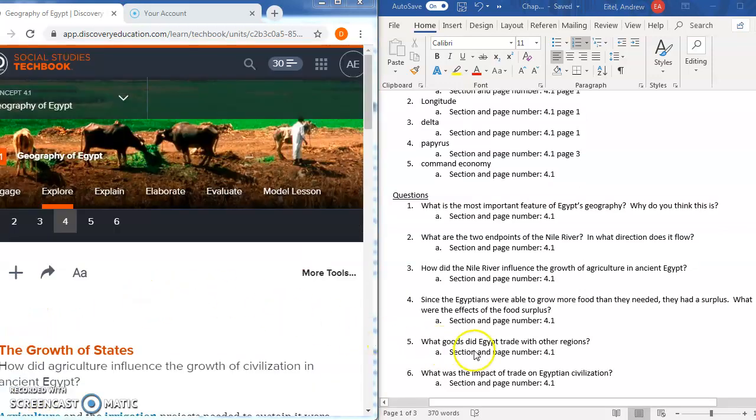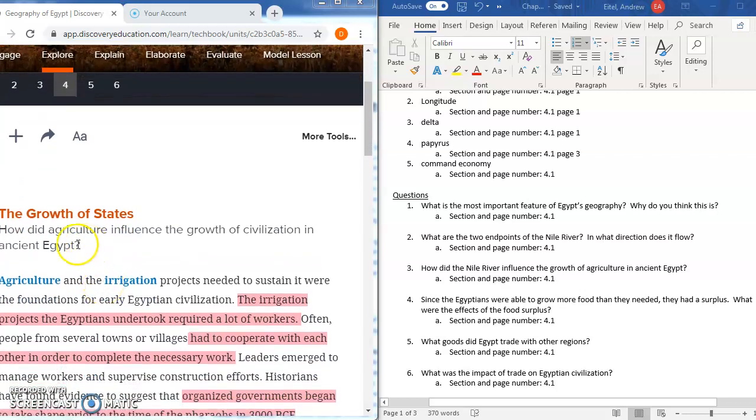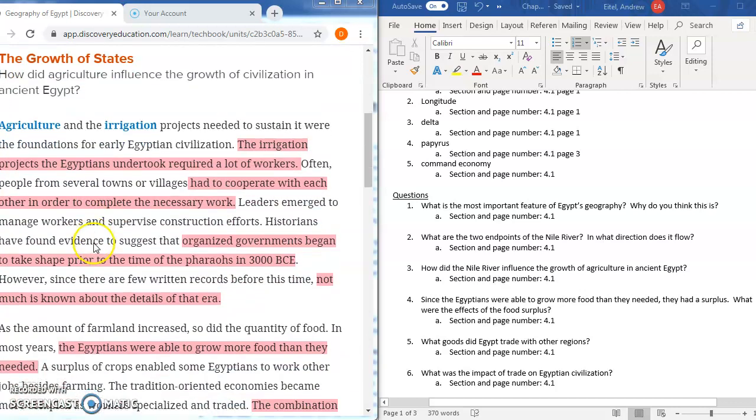On to page 4, we are looking for, since Egyptians were able to grow more food than they needed, they had a surplus. What were the effects of the food surplus? Growth of the states. How did agriculture influence the growth of civilization in ancient Egypt?